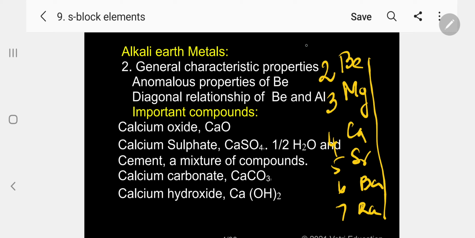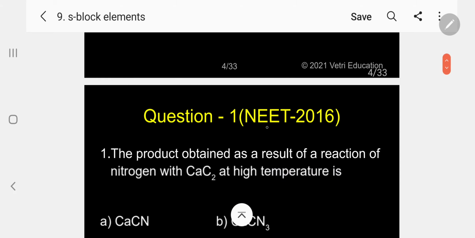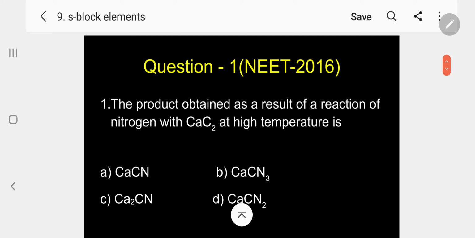As usual here, general electronic configuration is ns2. That means beryllium 2s2, magnesium 3s2, calcium 4s2, strontium 5s2, barium 6s2, radium 7s2. The valency is 2, oxidation state is +2. Please follow. Under the important compounds I told you, you have to study calcium oxide. I told you all these compounds you have to study. Okay. So with this, after preparation of this, now we have to enter into questions.